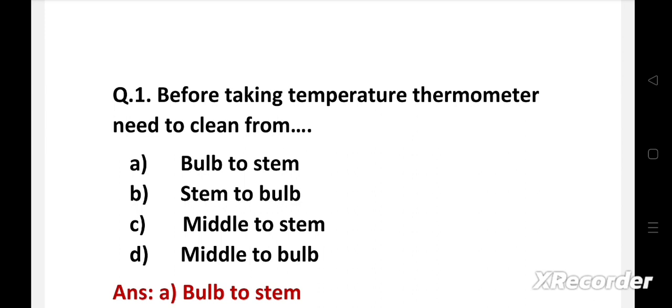Before taking temperature, the thermometer has to be cleaned from bulb to stem, and after taking temperature, cleaning has to be done from stem to bulb, that is, from the more clean to the less clean area.